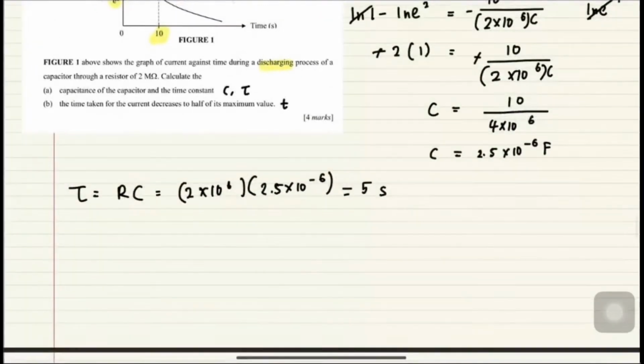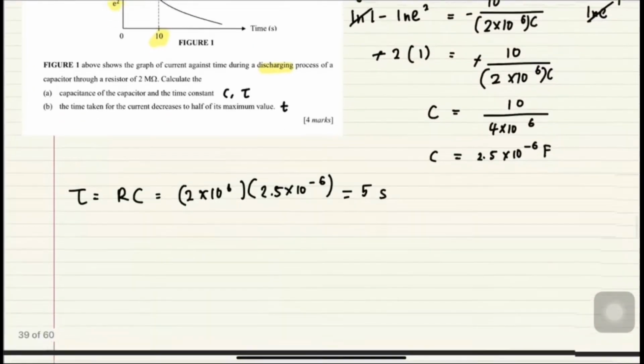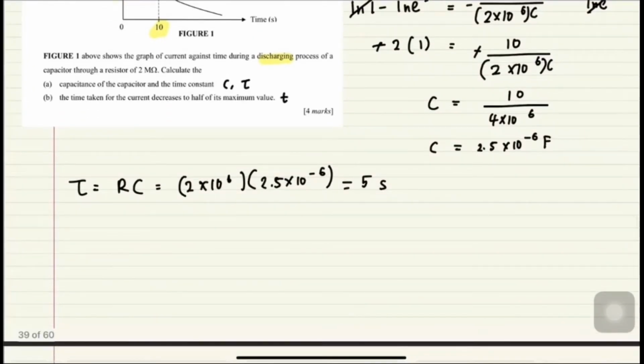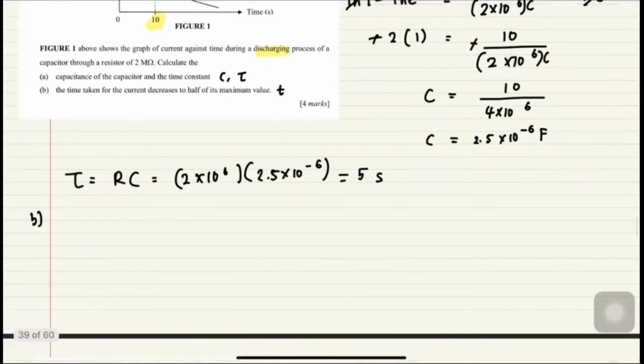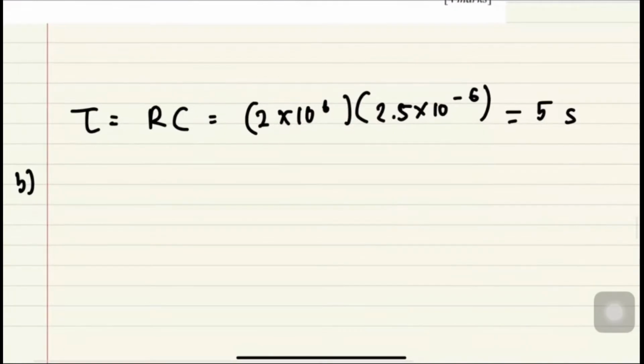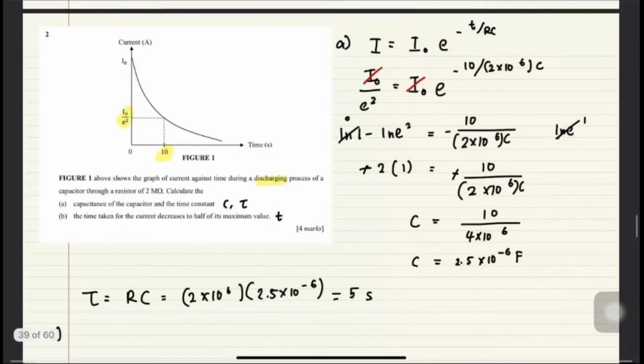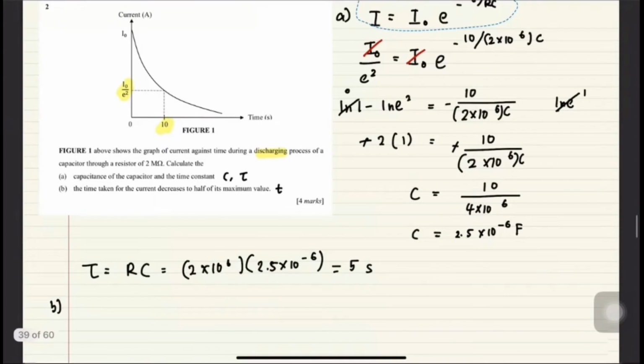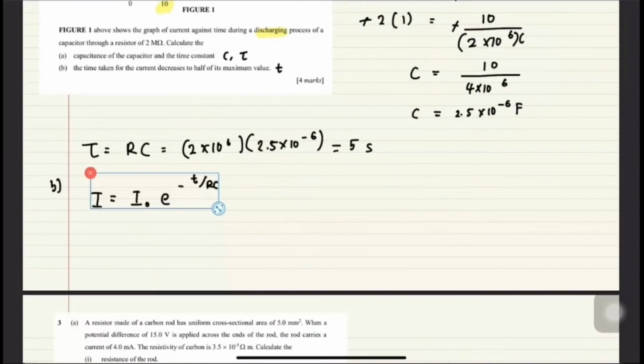For 2B, they ask you to find the time taken for the current to decrease to half of its maximum value. So basically, they ask you to find when I has now decreased to half. Based on this equation up here, maybe I can do it on a new page instead.